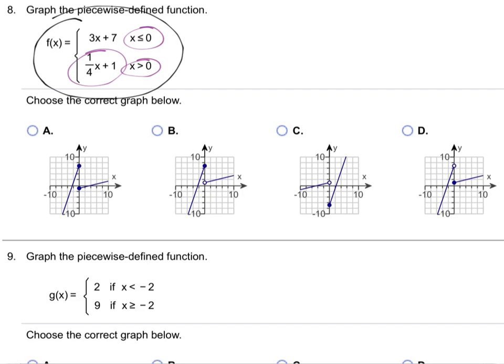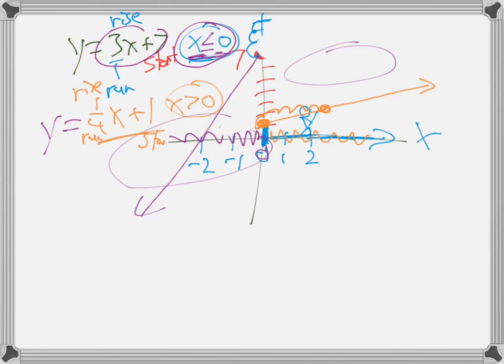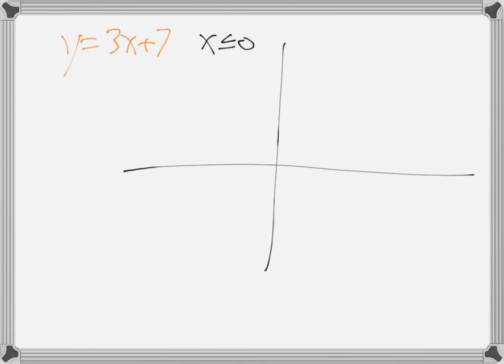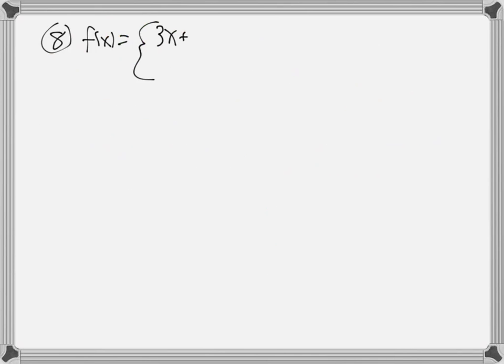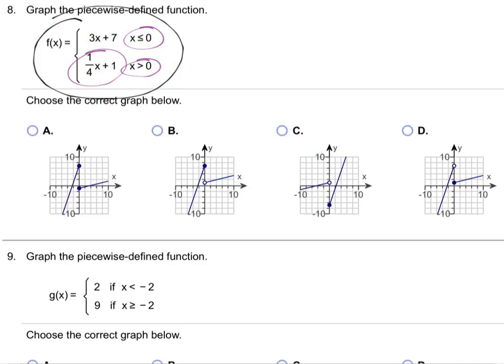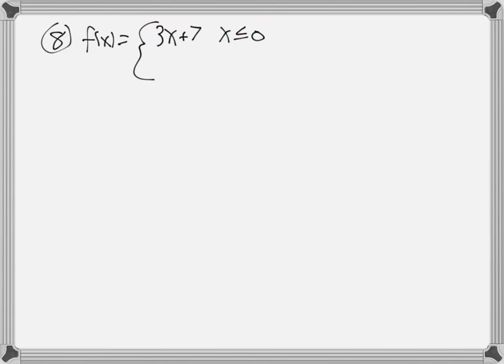What number is this? Number 8? Okay. And let me rewrite that one for you. Sorry, I keep changing my mind 27 times. Let me rewrite that all out for you, then we'll see it from there. 3x plus 7, x less than or equal to 0. And what was the other one? 1/4 x plus 1, x greater than 0. I'm going to change the color.